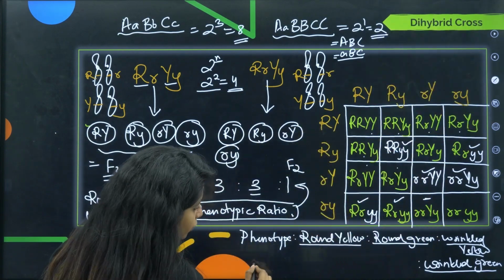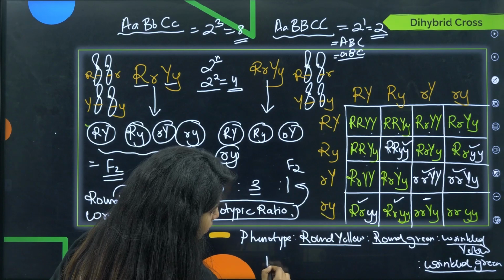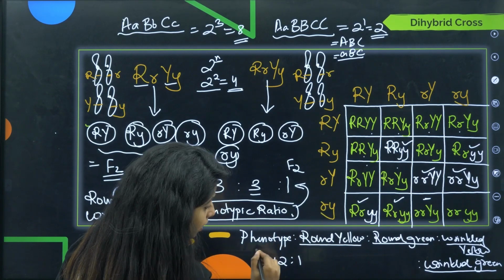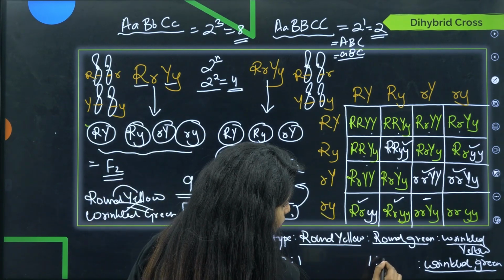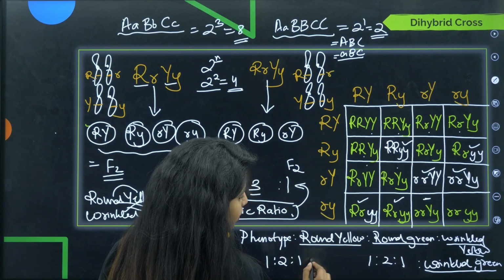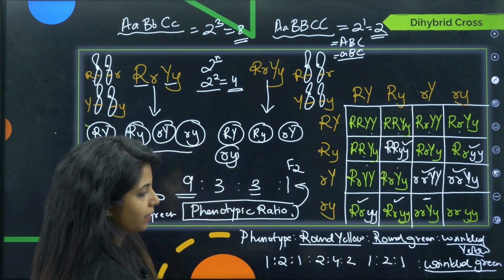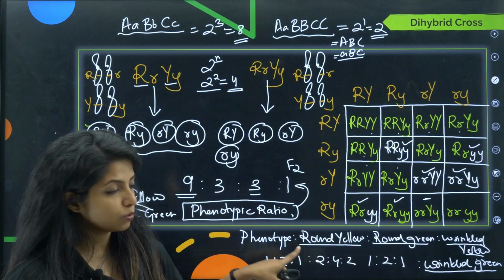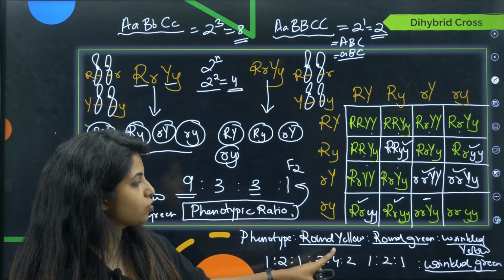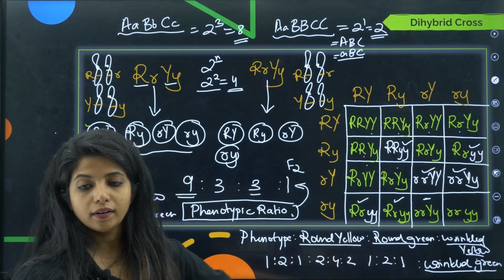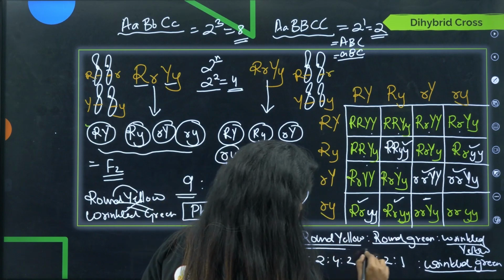So listen to me very carefully. Genotypic ratio you can remember like this: 1:2:1, and then again 1:2:1, and in between just put 2:4:2. That is a double of this. Double of this will be in the middle. So 1:2:1, 2:4:2, and then 1:2:1. This is the genotypic ratio.